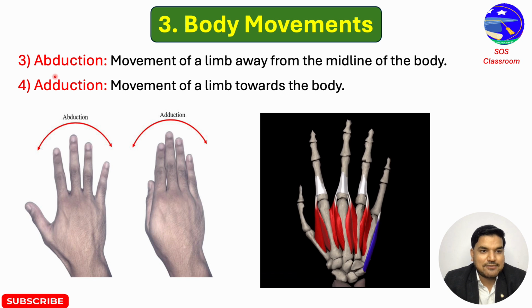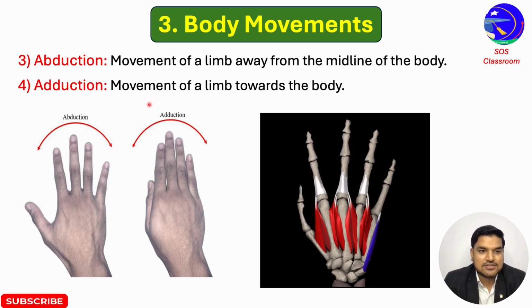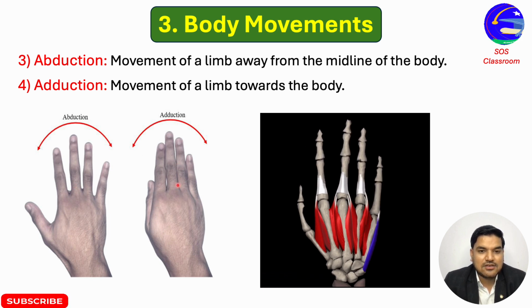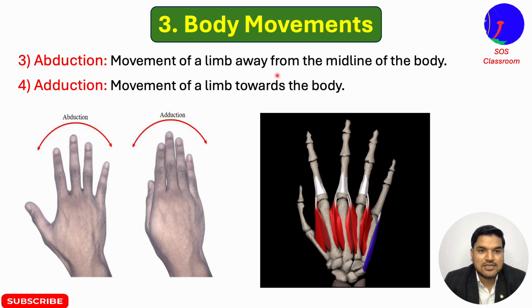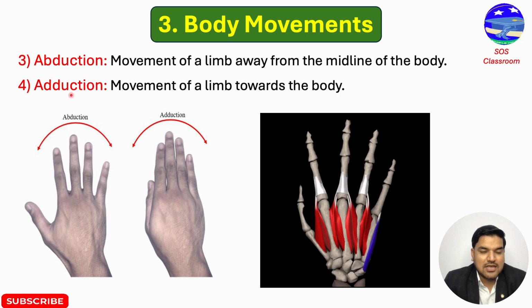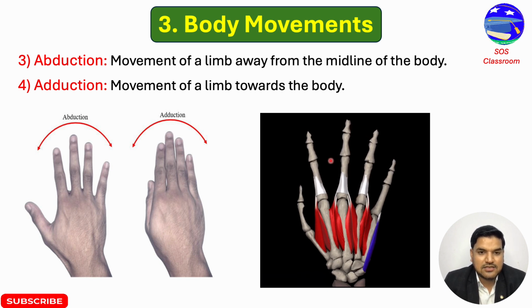The next body movement is abduction and adduction. Abduction means separation. Adduction means adding, or bringing nearby the structures. Movement of a limb away from the midline of the body is called abduction. And adduction means movement of a limb toward the body. Adduction means adding or narrowing. You can see in the image and the video.